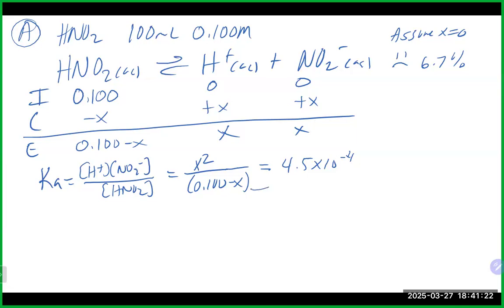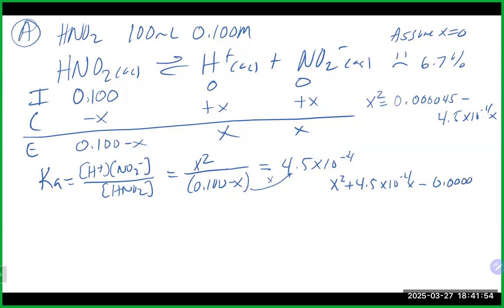So we're going to go back and solve it our other favorite way, which is the quadratic. So we're going to multiply that to the other side, and that's going to give us x squared is equal to 0.000045 minus 4.5 times 10 to the minus 4 x, bringing everybody to one side. Going to give us x squared plus 4.5 times 10 to the minus 4 x minus 0.000045 equals 0.